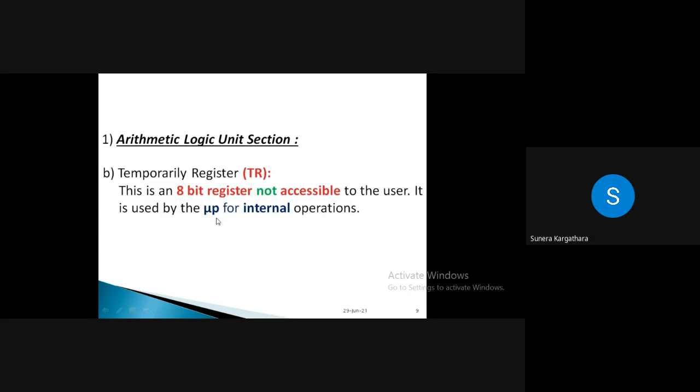So TR, what do you think? What will be the size of TR? 8-bit, 16-bit? What can be the size? 8-bit. Very good. It is always 8-bit. Why? Because your ALU itself, the arithmetic and logical unit, can perform operations only on 8-bit data. So whatever data you are getting from the accumulator or temporary register must be 8-bit, right? So any doubt here in TR?